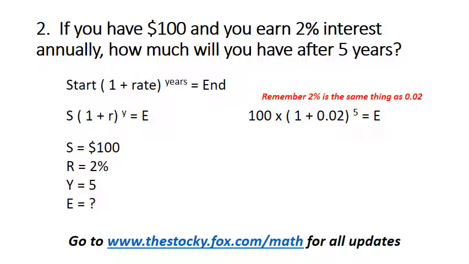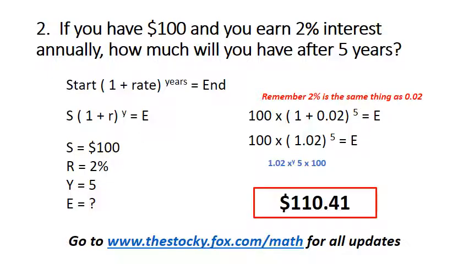Remember, you can write any percentage as a decimal, so 2% is the same thing as 0.02. That's a really good skill to have when you want to get better at math, because you'll use percentages a lot and you need to write them as decimals. So getting back to our equation, we can simplify that. 100 times 1.02 raised to the 5th equals E, and then we can just put that in our calculator. 1.02 x to the y 5 times 100 equals $110.41.